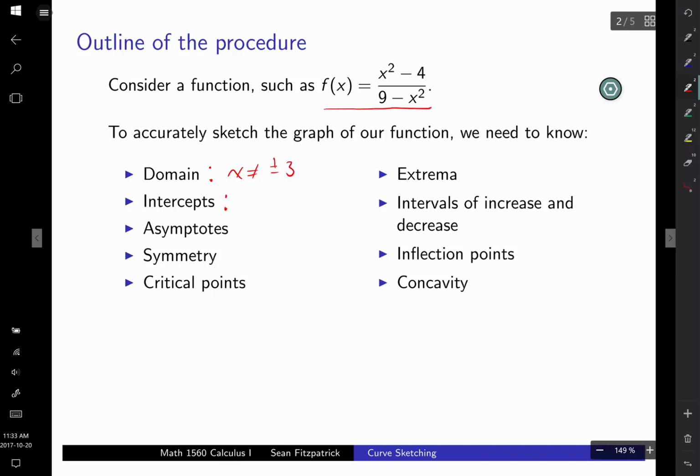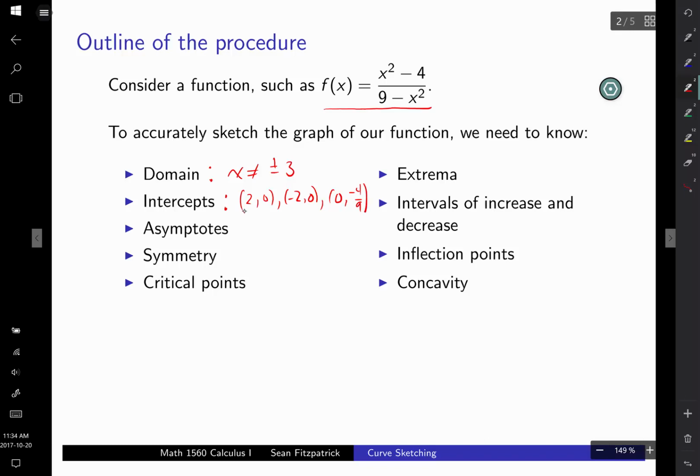The intercepts. So the x-intercepts, those are the places where y equals 0. So if we factor the top, we can see that x equals 2, x equals minus 2. Those are going to be my x-intercepts. And let's actually be a little bit more precise here. We could write our intercepts as (2, 0) and (-2, 0), to be clear that those are the x-intercepts. What's the y-intercept? If x is equal to 0, f of x is going to be minus 4 over 9.